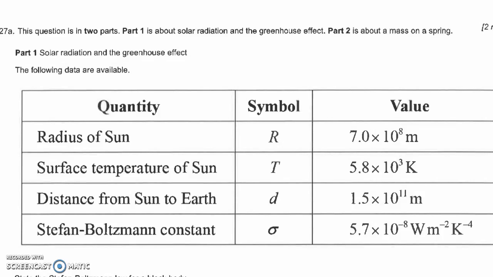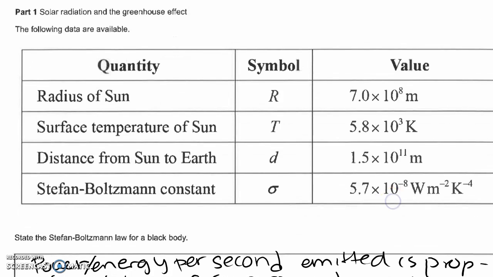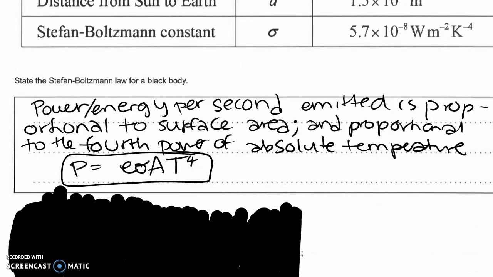So this question has two parts, and we're going to do part one, which is on solar radiation and the greenhouse effect. So they give us this data, and they ask us to state the Stefan-Boltzmann law for a black body. So I already did this here, and I'm just going to read it out loud.